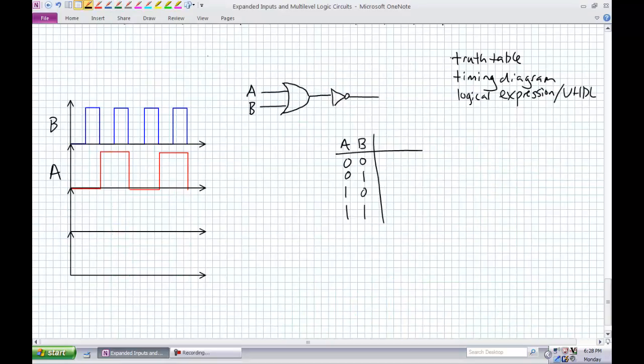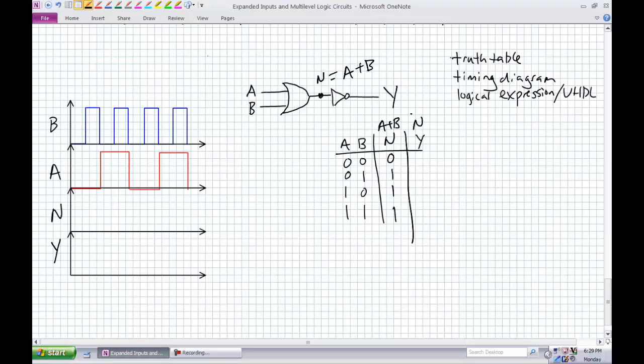Okay, let's go on to the next example of a multi-level logic circuit. What do you think about this one? A or B being inverted. What might the truth table, the timing diagram, and the logical expression written as VHDL look like for this one? Use an intermediary term. I'm going to call this N, and let's say my output was Y. What is N? N is A or B. What does A or B look like? The output is high when any input is high. Low, high, high, high.